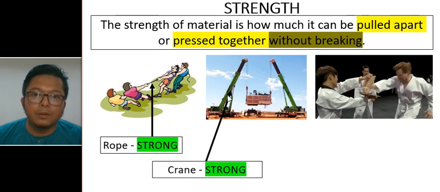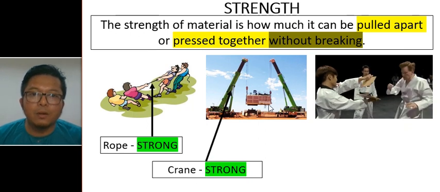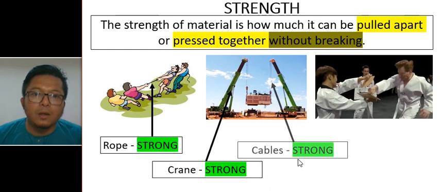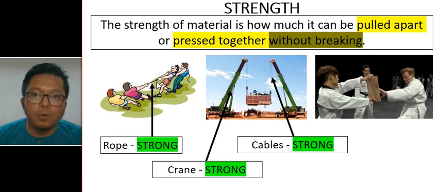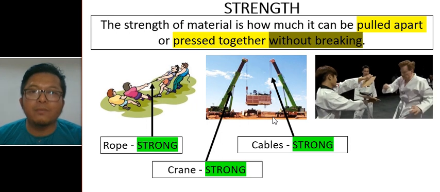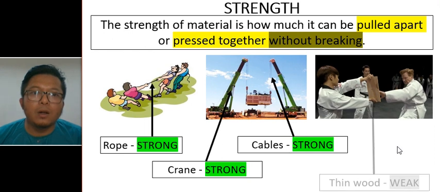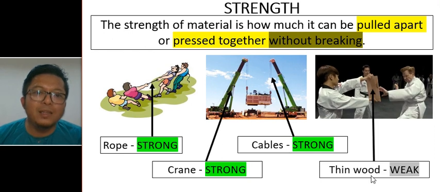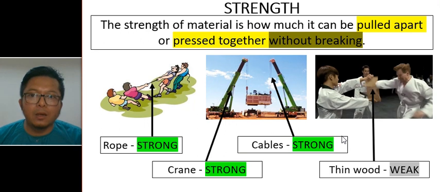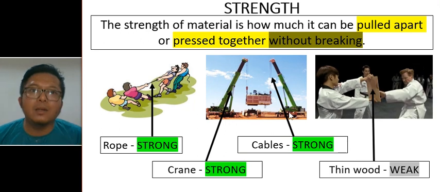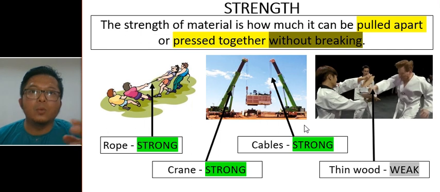The crane is very strong. They can be used to lift things. Cables. This is wire cables, not rope. It's cables made from steel, so it is very strong. How about this one? Wood. Thin wood. Thin wood is weak. Thick wood is strong, like a wooden house.